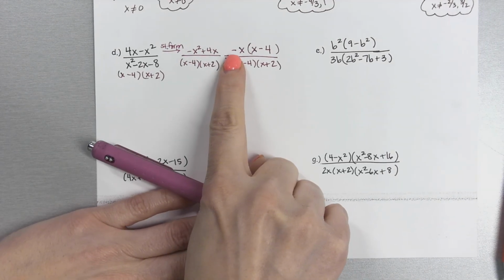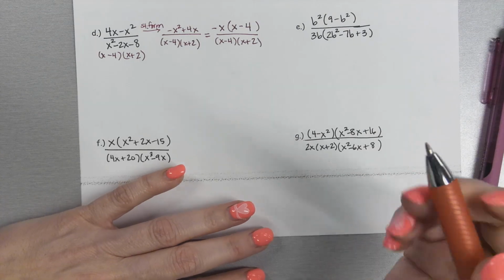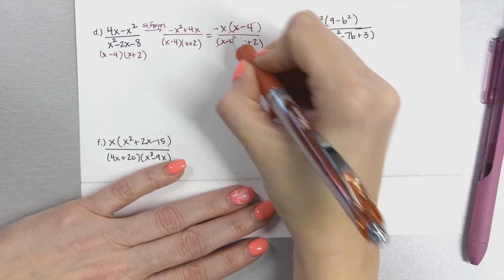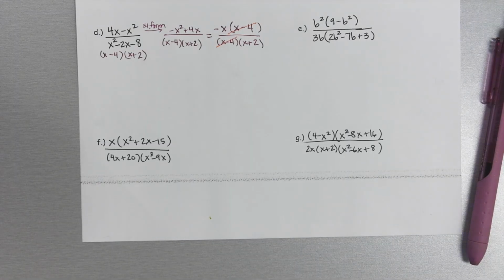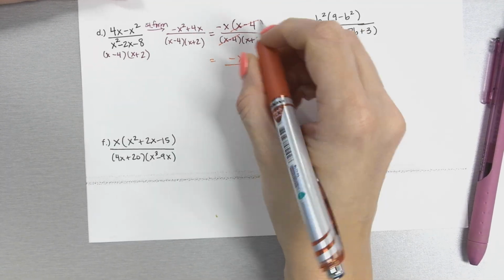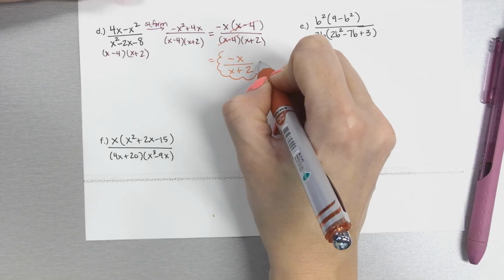Okay, and the reason why we took out the -x is so that now we can do what? We can cancel out what? Yeah, now we can cancel out the x minus 4s. So we are going to practice looking at when you need to take out the negative, because that can happen sometimes. So -x is left in the numerator. X plus 2 is left in the denominator.